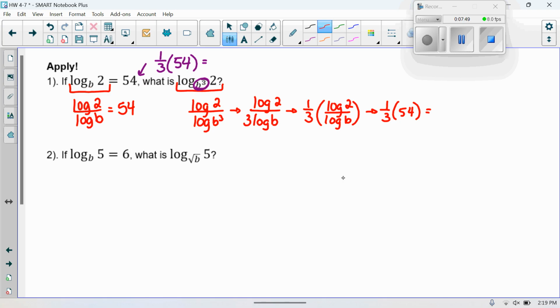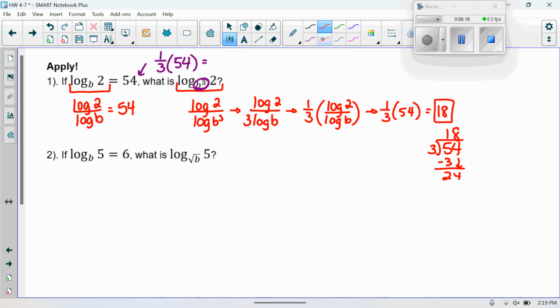It's totally up to you how you do this. If you do it the long way using your log properties, that's fine, or if you remember the shortcut or the rule, that's fine too. Remember, we don't have a calculator, so we're going old school here. 3 goes into 5 one time. So this is 18, okay?